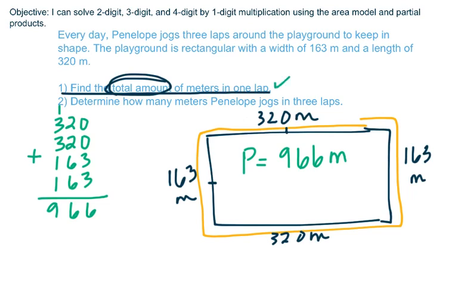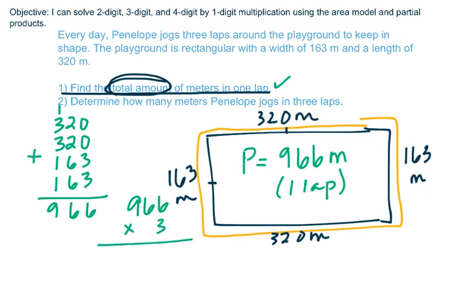So I've answered question 1. Question 2 says determine how many meters Penelope jogs in 3 laps. So if this is 1 lap, how many will she do in 3 laps? Well, I'm going to use my new multiplication skills that I've just learned, and I'm going to take her total of 1 lap, so 966, and I'm going to multiply by 3.